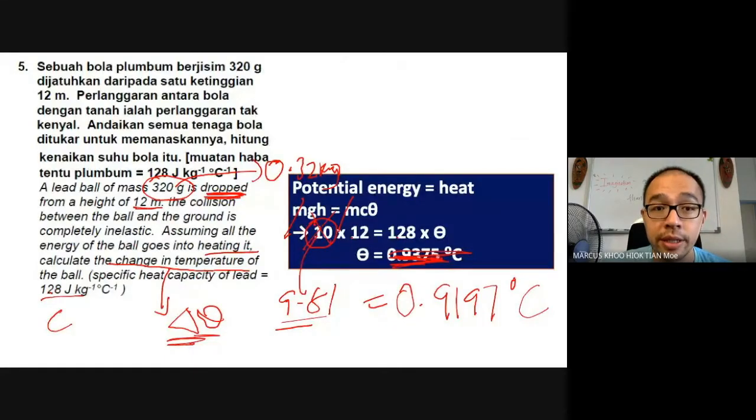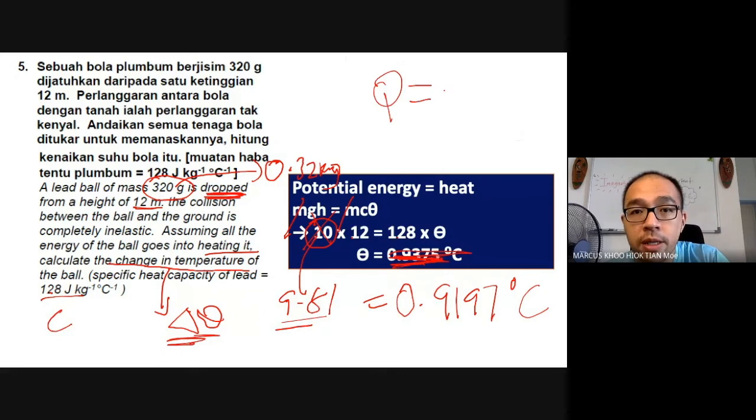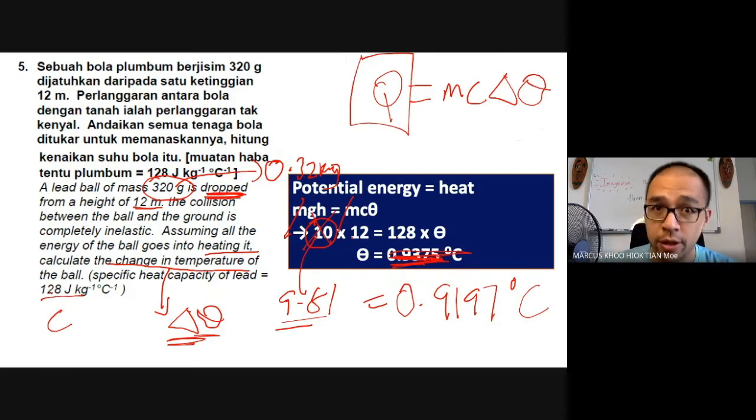So these are some example calculation questions where, if you read the situation, you just need to know which energy to use. Because I said that the original formula is Q equals mc delta theta. But the problem is our Q can come from different sources.